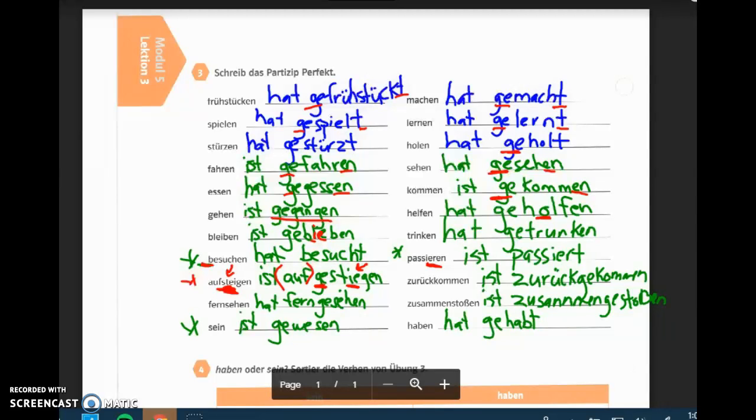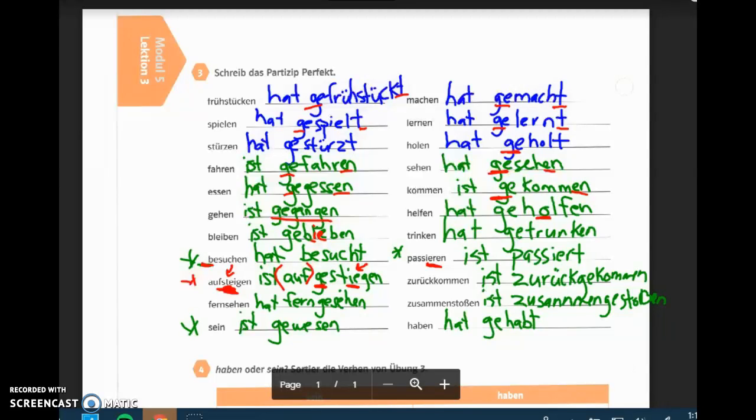Frühstücken, hat gefrühstückt. Machen, hat gemacht. Spielen, hat gespielt. Lernen, hat gelernt. Stürzen, hat gestürzt. Holen, hat geholt. Fahren, ist gefahren. Sehen, hat gesehen. Essen, hat gegessen. Kommen, ist gekommen.